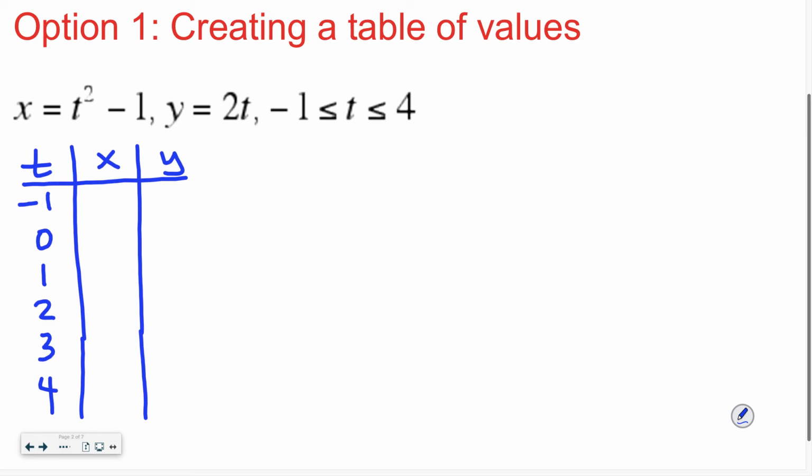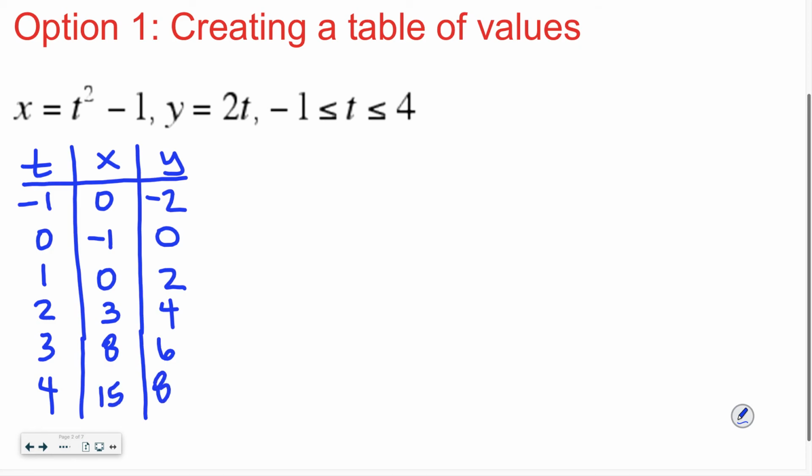What's our coordinate at negative 1? 0, negative 2? Yep. At 0? -1, 0. At 1? 0, 2. At 2? I would have to say that was 3, 4. At 3? 8, 6. Sorry. And at 4? 15, 8.